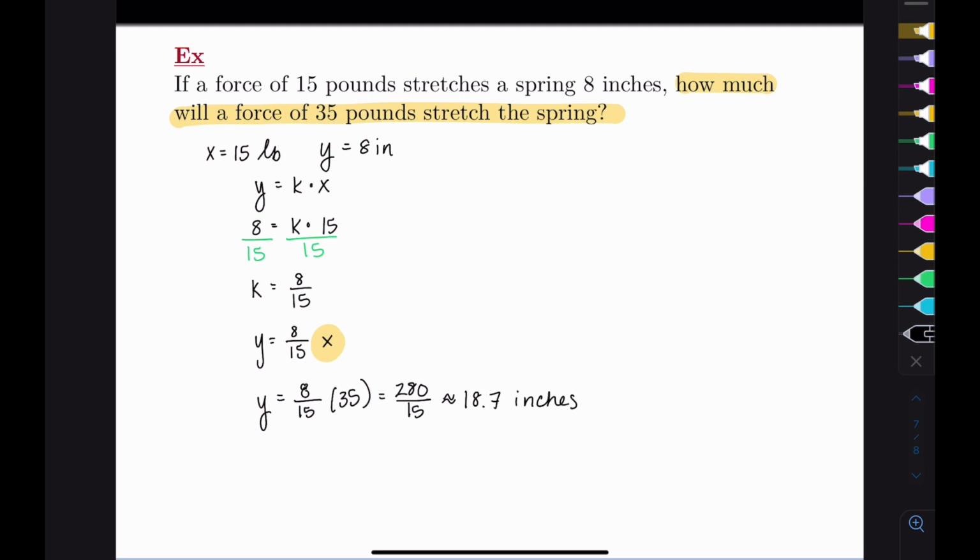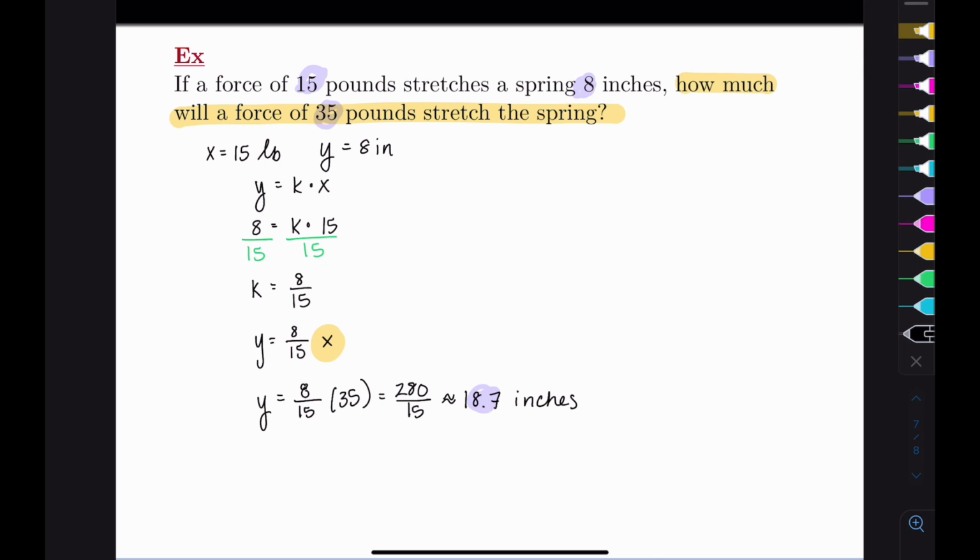And again, we can see this is relatively reasonable. I went from a 15 pound weight to a 35 pound weight. It was a little more than double. So my distance went from 8 to about 18.7, a little more than double.